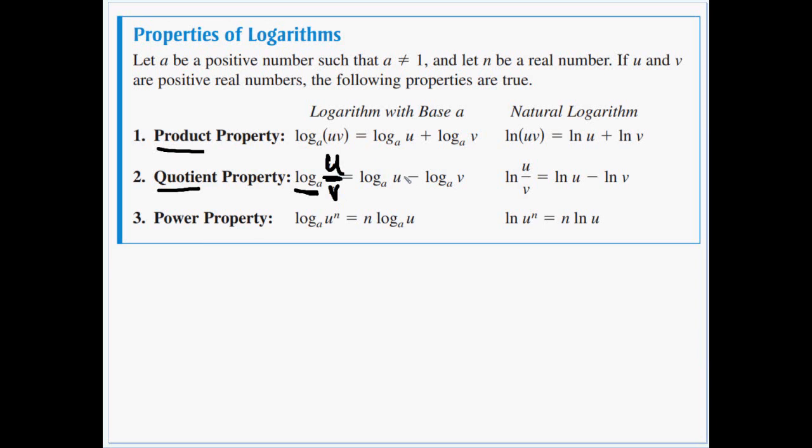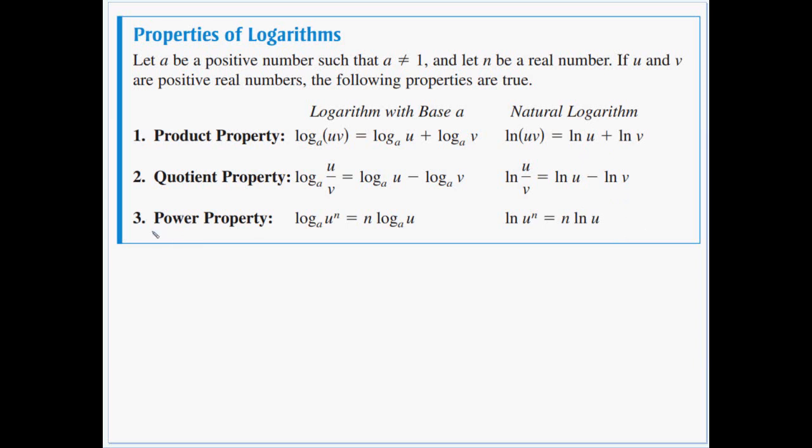I always imagine that division bar became this minus sign in between. And then we've got the log of the numerator minus the log of the denominator. And of course, it's natural log equivalent. The ln of u divided by v becomes the ln of the numerator minus the ln of the denominator.